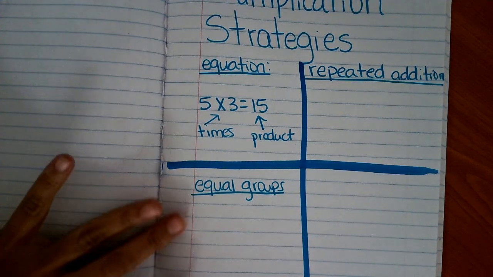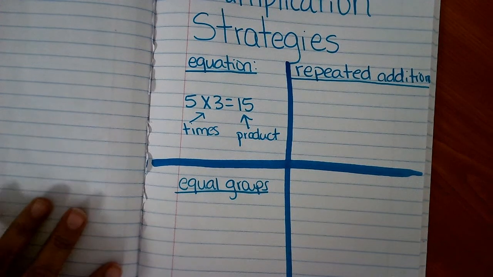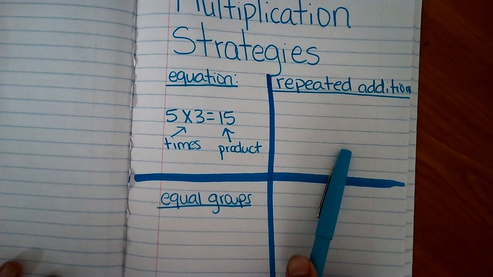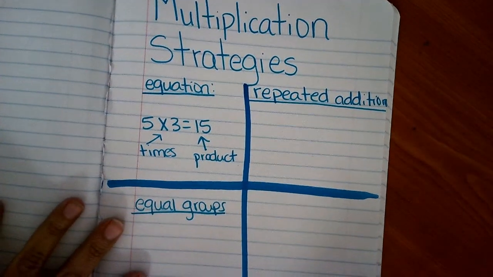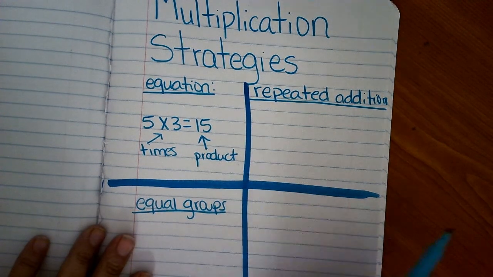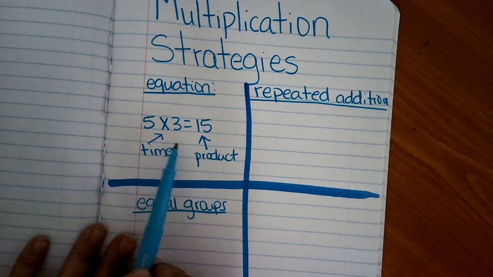Now, we're going to be talking about some strategies that will help us to solve a multiplication equation. So the first one that I want us to talk about is called repeated addition. Now, repeated addition is when you add a number several times to solve a problem. So for example, I have here 5 times 3 equals 15.